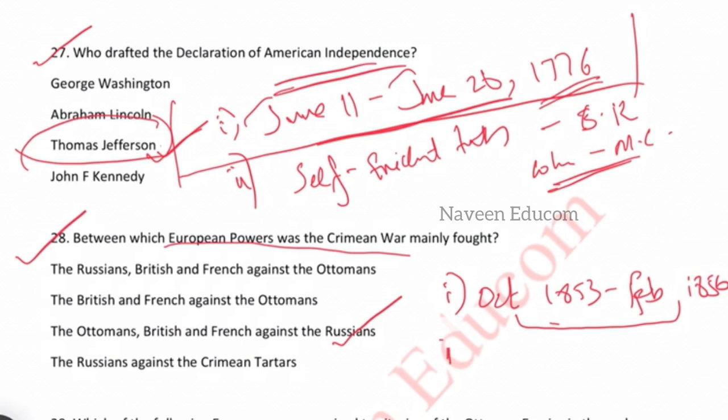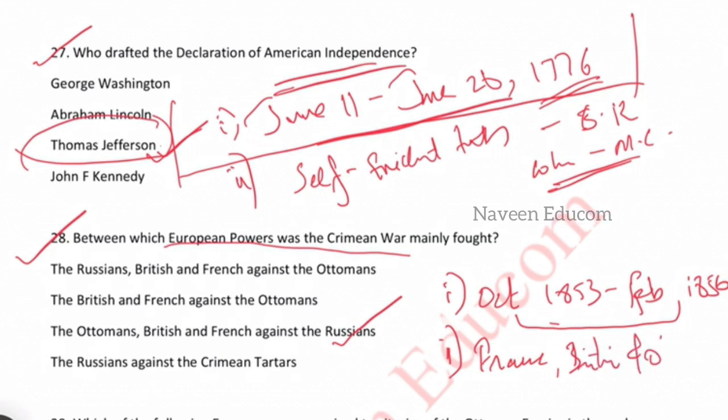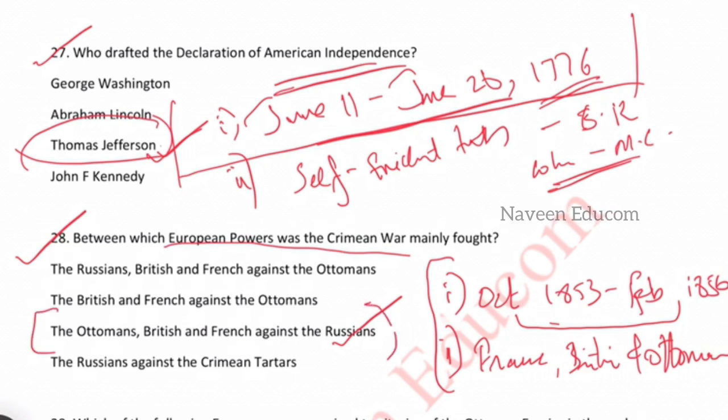In this war, Russia lost to an alliance of France, Britain and the Ottoman Empire. So those are the only 2 points you have to study from this, and the answer here is the Ottomans, British and French against the Russians. That's the second point I have explained.